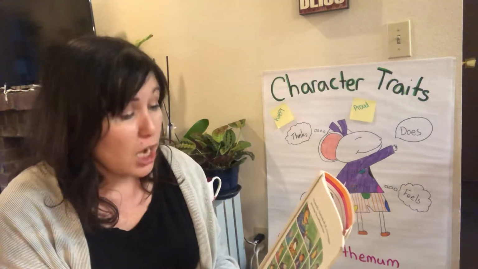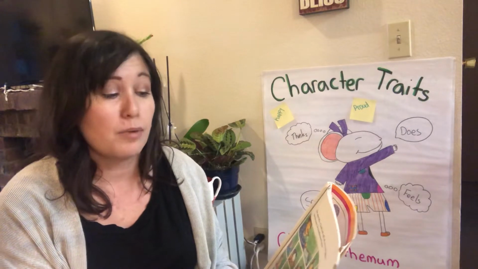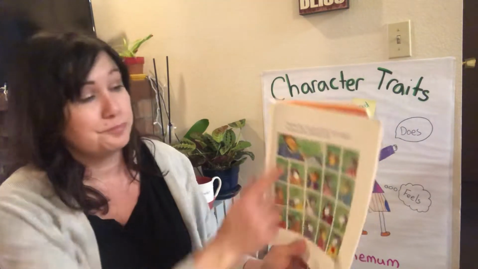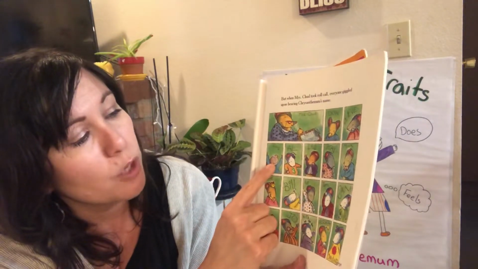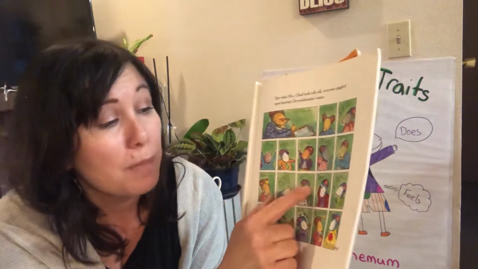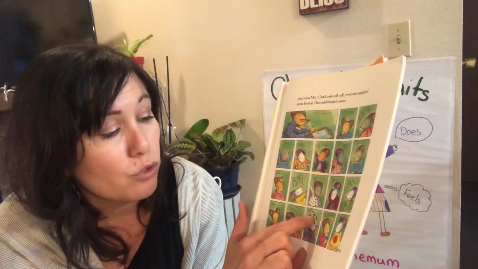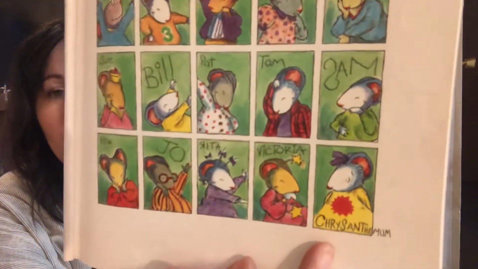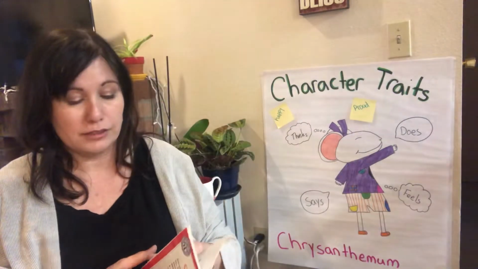But when Mrs. Chud took roll call, everyone giggled upon hearing Chrysanthemum's name. "And then we have Dawn, Eve, Lois, Al, Les, Kay, Max, Sue, Bill, Pat, Tom, Sam, Ken, Joe, Rita, Victoria, Chrysanthemum. Do you see how long her name is in comparison to all the other kids, all the other mice?"